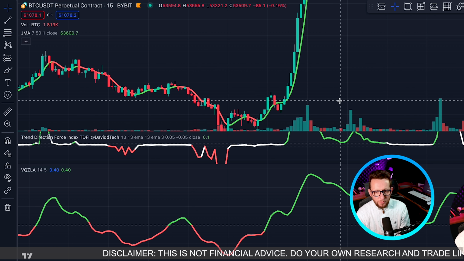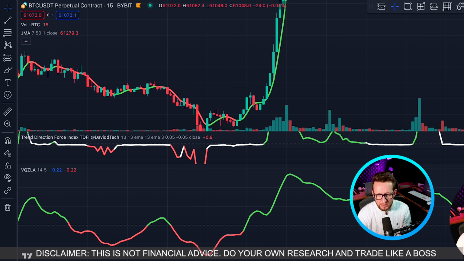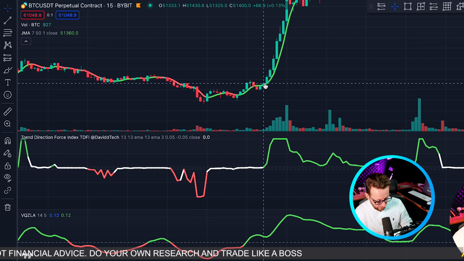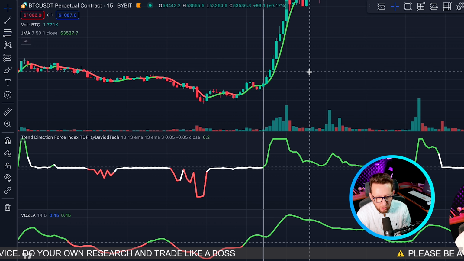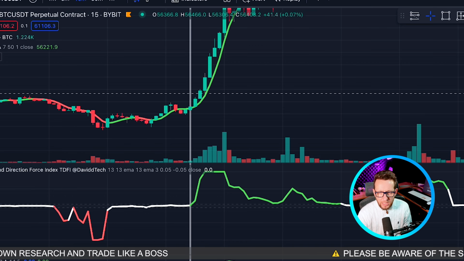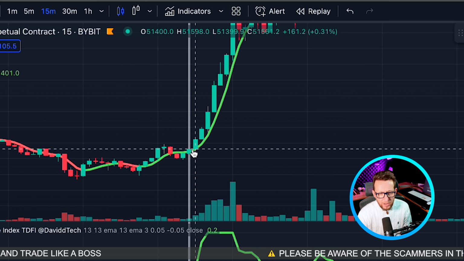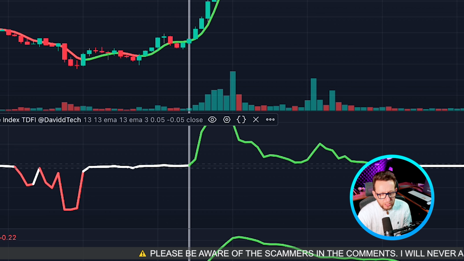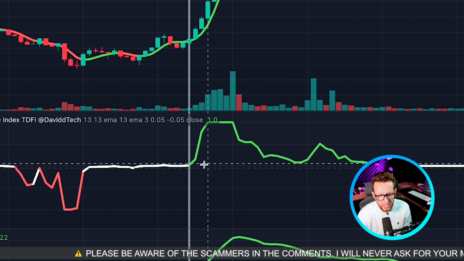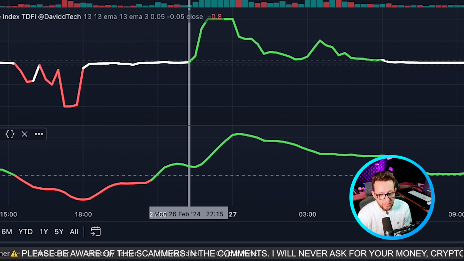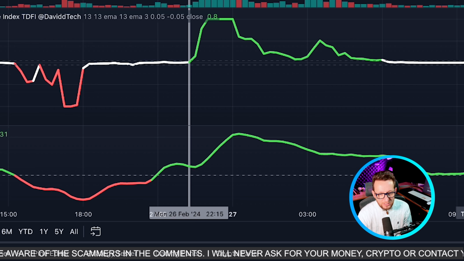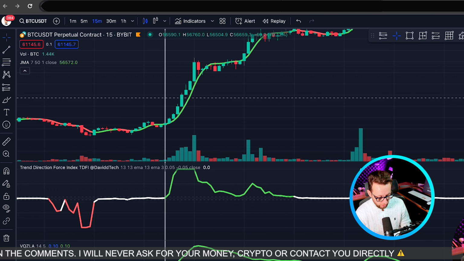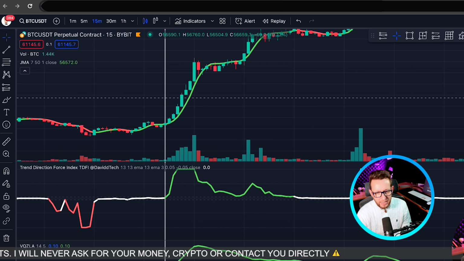Okay, right, let's have a look for an entry very quickly here. We're going to start with this one. Let's zoom out a little bit. Okay, we're going to start here. We're going to press Control V to put our line where our first entry would be. We have the JMA in green and price above that. We have the Trend Direction Force Index, the TDFI, in green as well, and we have the VQZLA in green as well. Now this is a scalping strategy, so I'm going to be scalping small entries, getting in and out as quick as possible.